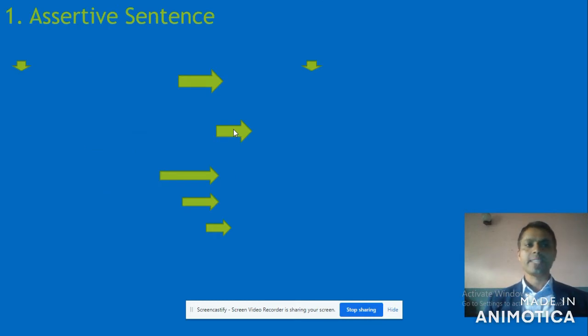Number one, basically we are going to practice here assertive sentences: how to convert an active sentence to a passive sentence. My dear students, I taught you in my previous lesson also that all the sentences were assertive sentences. So the same assertive sentences, today we are going to change from one form to another form, I mean from active to passive.